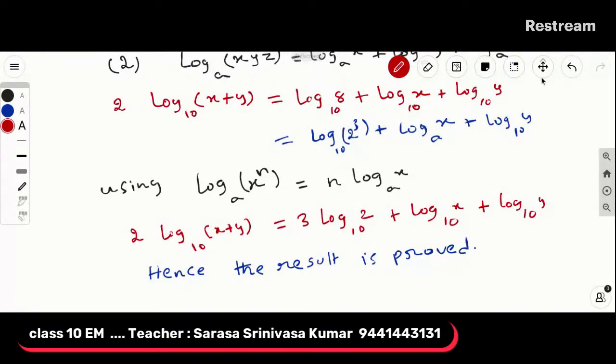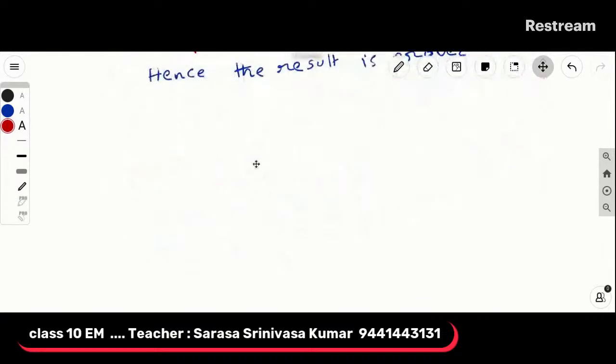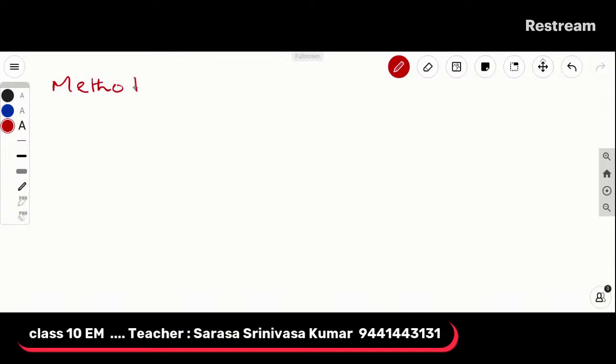Dear students, we have discussed the problem using method 1. Now, let us solve the same problem using method 2. I explained method 1 and method 2 in the earlier class also for a different problem. So now consider method 2. In method 2, we consider the right hand side part of the proof.